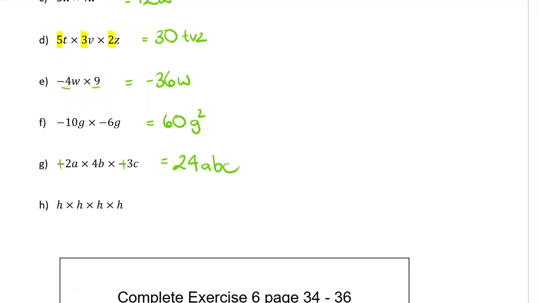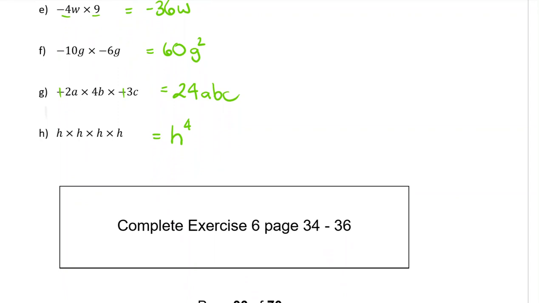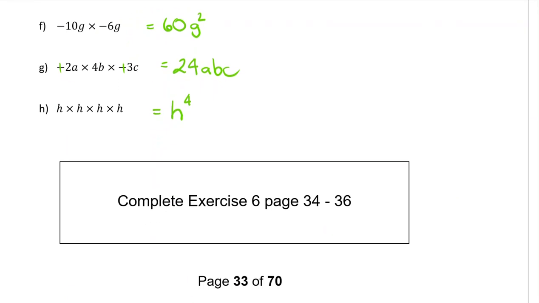And finally, h times h times h times h. There's no numbers there at all, but h is multiplied 4 times, so it would have a power of 4 on it. Okay, so that's our little introduction to multiplying algebraic expressions. You now need to complete exercise 6 on pages 34 to 36.